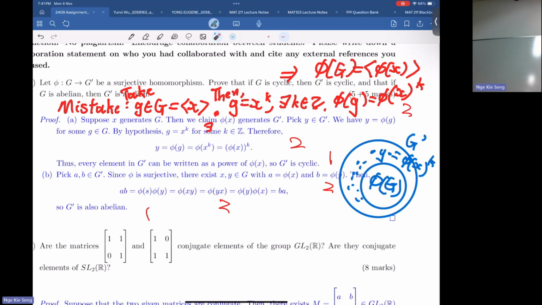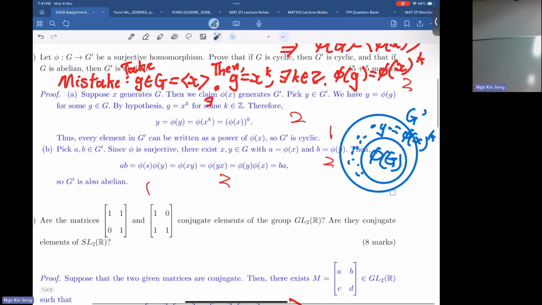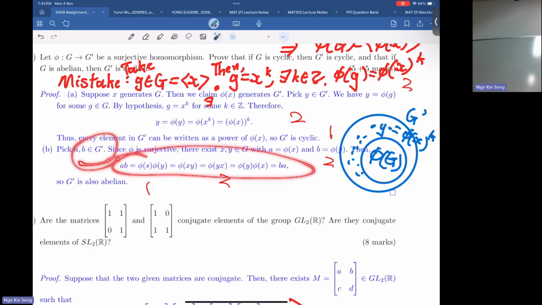Okay, so b is the same. B is similar. You take any two elements in G prime, you prove that they commute.